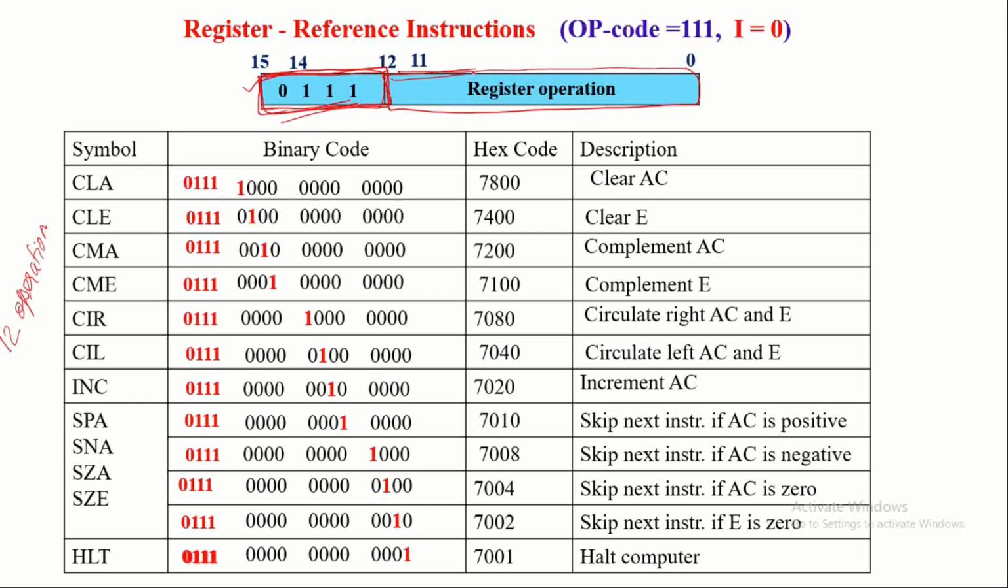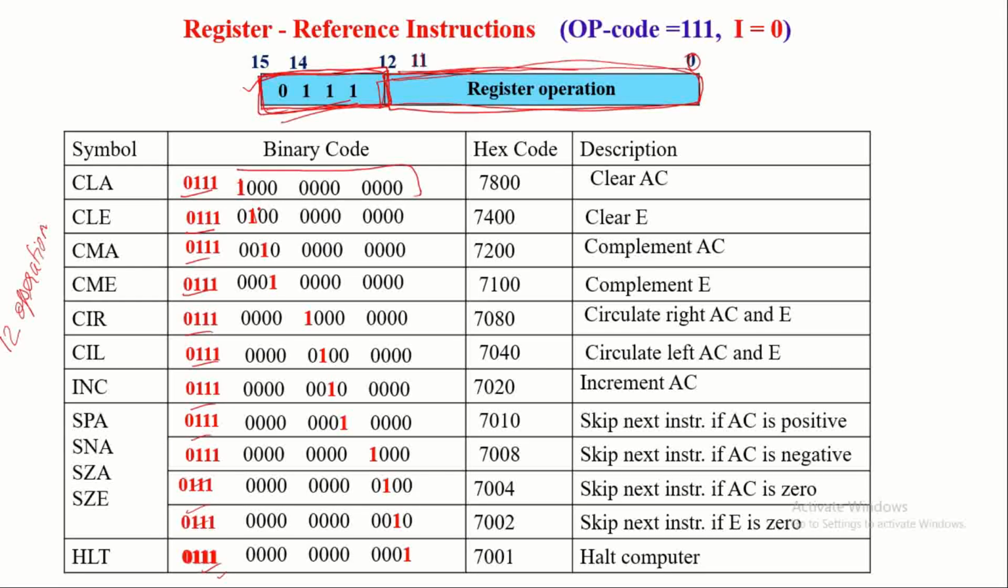But exactly what operation is to be performed is determined based on the register operation that is specified in the 0 to 11 bits of the instruction. Here you can see in all the instructions, the 12 to 15th bits of the instructions have 0 1 1 1 values. Coming to the 0 to 11 bit portion, you can see in each and every operation, only one bit of the 12 bits is set.